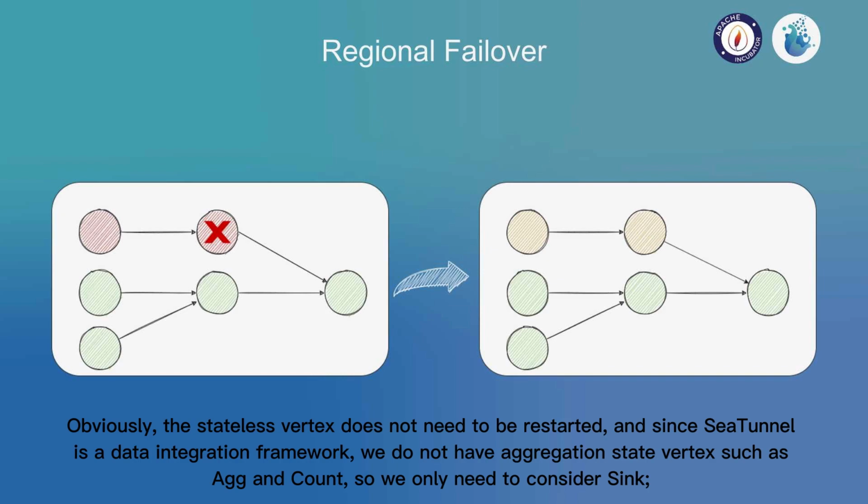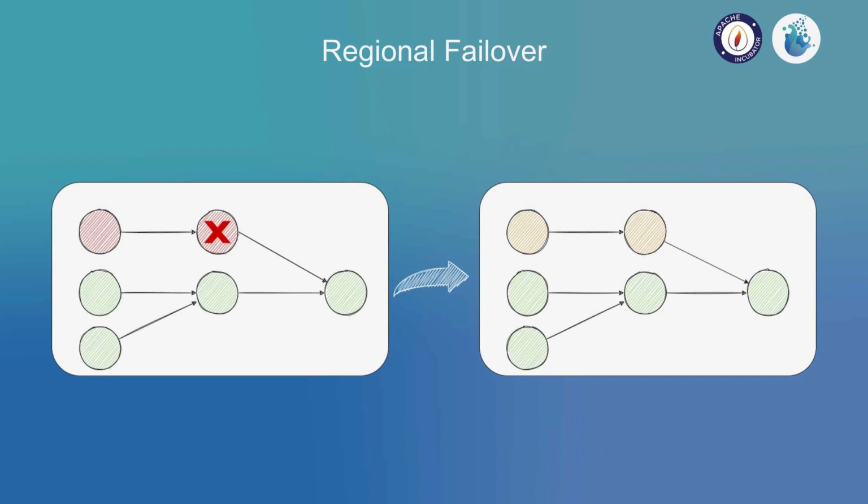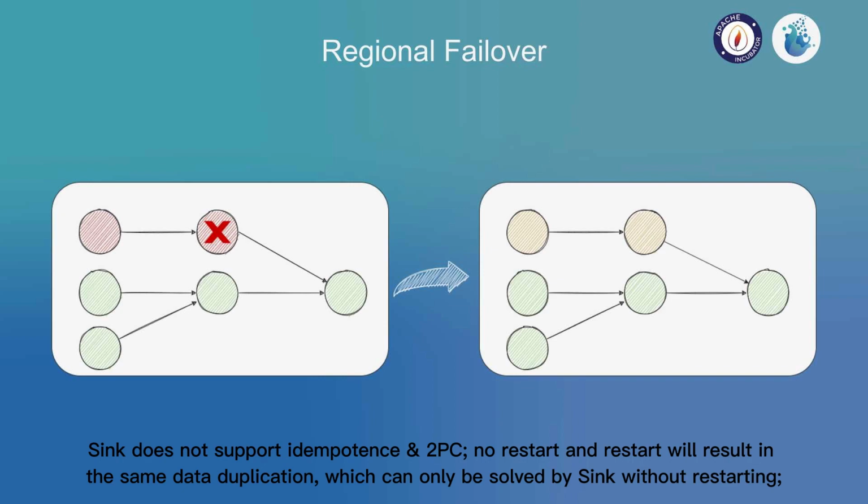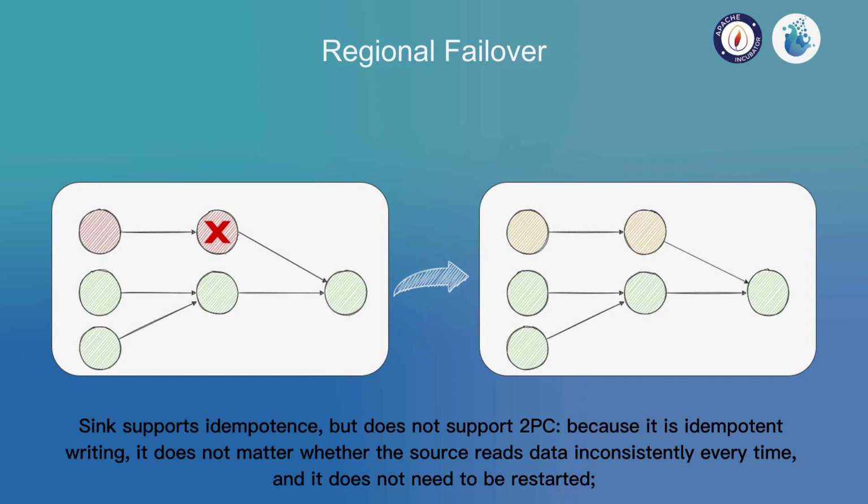Obviously, the stateless vertex does not need to be restarted. And since SeaTunnel is a data integration framework, we do not have aggregation state vertices such as sum and count, so we only need to consider sink. If the sink does not support idempotence and 2PC, restart or no restart will result in the same data duplication, which can only be solved by the sink without restarting. If the sink supports idempotence but does not support 2PC, because it is idempotent writing, it does not matter whether the source reads data inconsistently every time, and it does not need to be restarted.